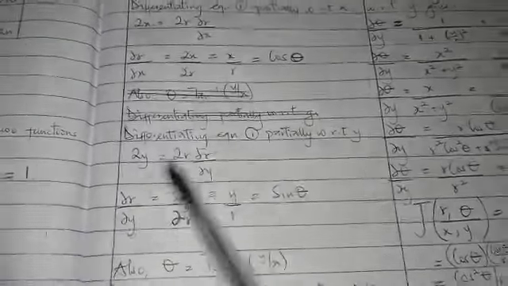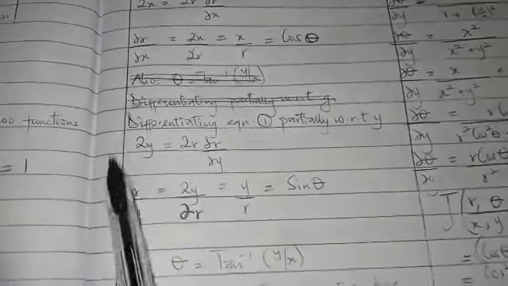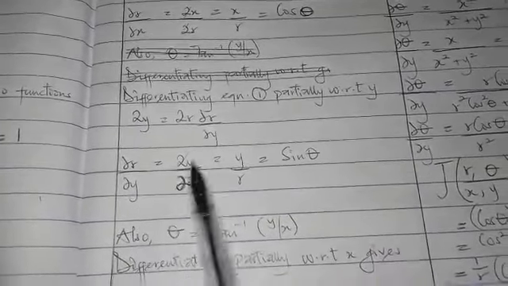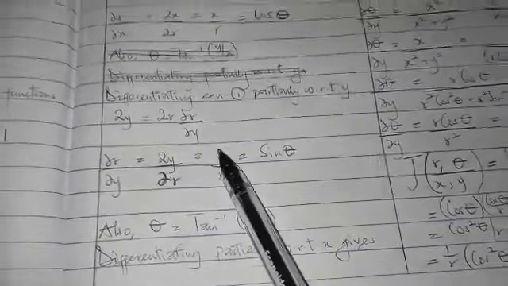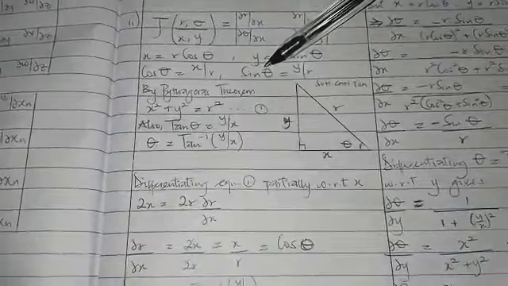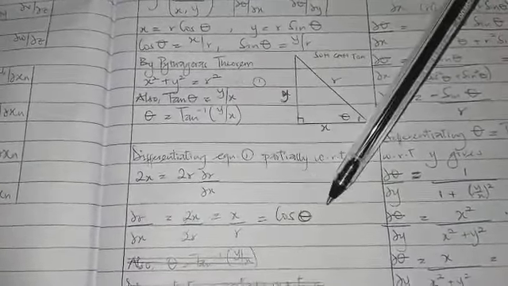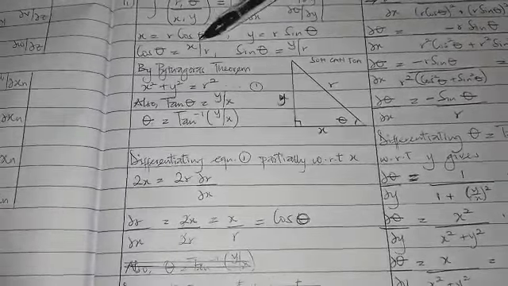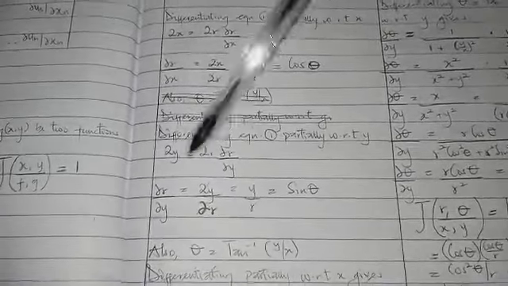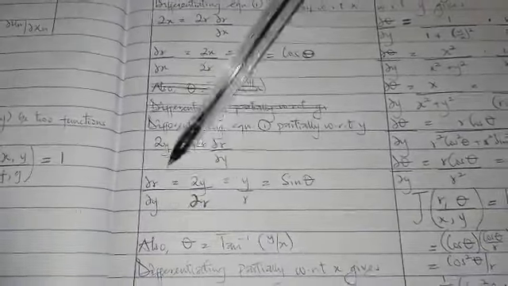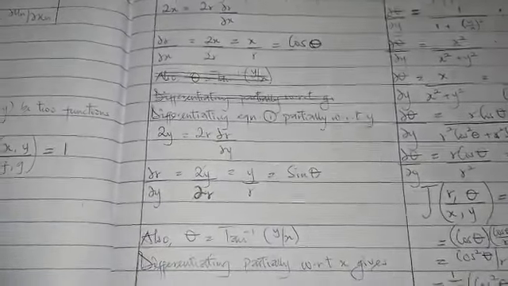Now differentiating equation 1 partially with respect to y. 2y is equal to 2r partial r over partial y. Partial r over partial y is equal to 2y over 2r, so you have y over r. Recall that x over r is cos theta. Cos theta is equal to x over r, and sin theta is equal to y over r. So partial r over partial x is equal to x over r, that's cos theta. Partial r over partial y is equal to y over r, that's sin theta.